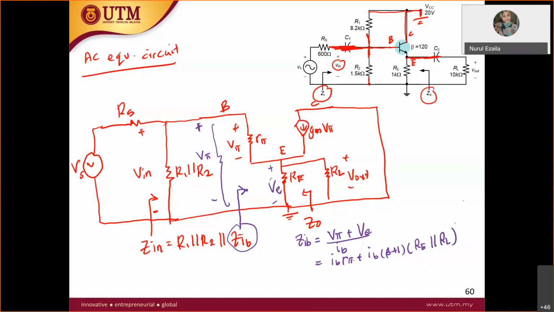Equal to V out. Is this the same thing? Yes, correct. So over IB, cancel out B, and you will get your Z in B there. That Z in B is equal to R pi plus (beta plus 1) times RE parallel with RL. That's how you get your Z in B.